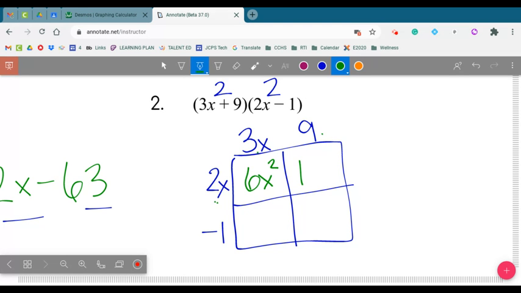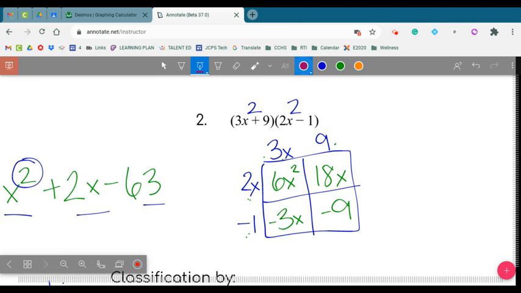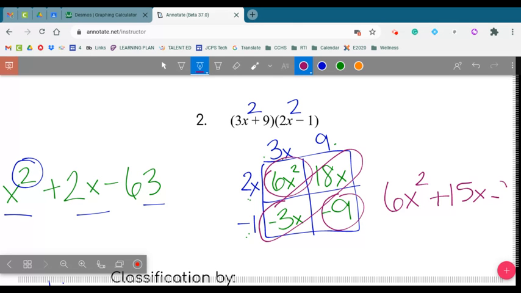9 times 2x is going to give me 18x. 3x times negative 1 is going to give me negative 3x. And 9 times negative 1 is going to give me negative 9. Then combine your like terms. 6x squared, nothing to combine, so write it first. Negative 3 and a positive 18 is going to give me a positive 15x. And then negative 9 goes on the end.